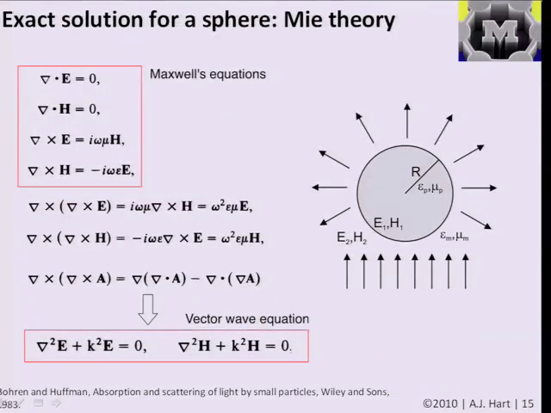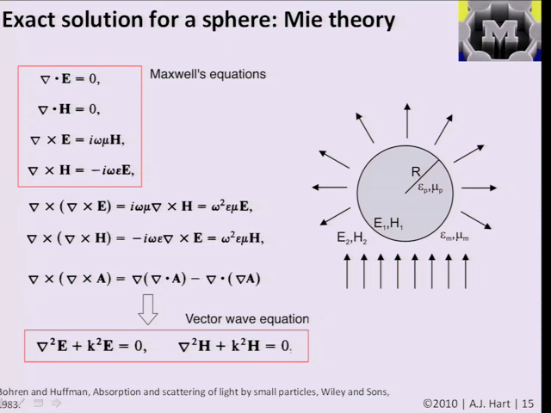Okay. So in general, when you have a particle or a collection of particles, the solution is pretty complex. And basically, it involves solving Maxwell's equations for a particular geometry and a particular incoming field. And there have been a few exact solutions worked out. The most common one is called Mie theory for a sphere in an infinite medium. And I'll just run through the solution, but we won't go through it in any detail.